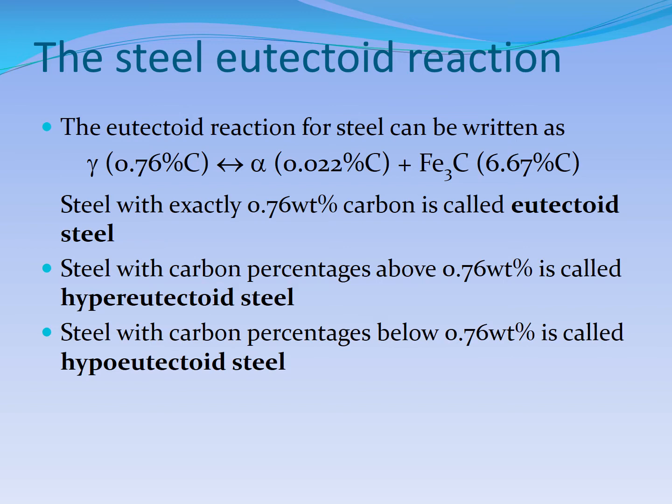Now the terms hyper-eutectoid steel and hypo-eutectoid steel. This is in terms of composition only. Composition. You see, on the horizontal axis, you have the composition, right? Percent carbon.